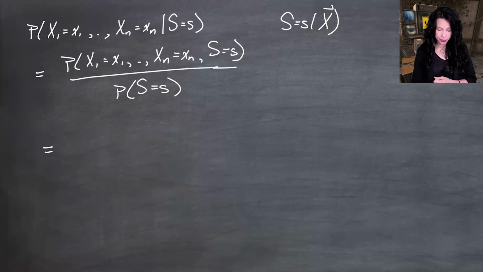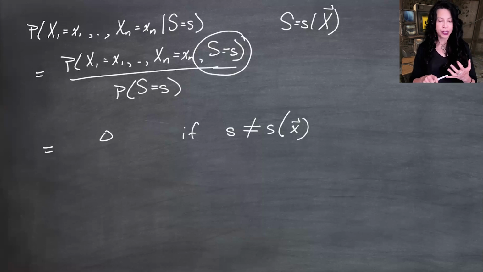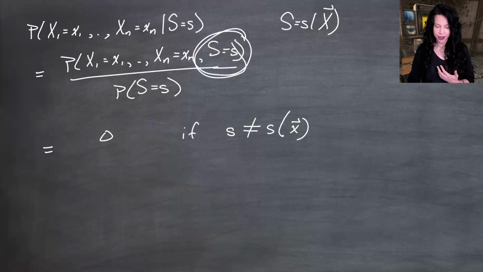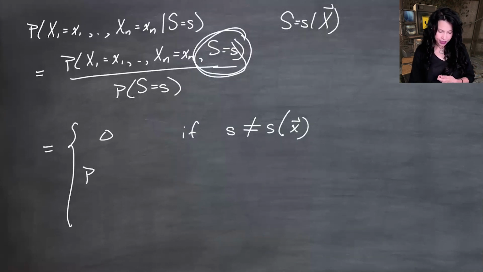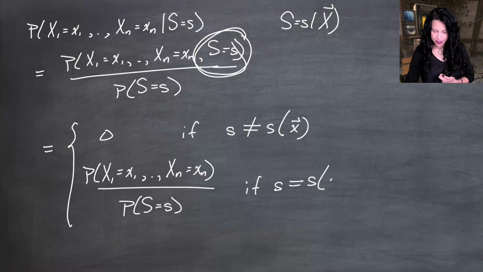In fact, we get that this is equal to 0 if lowercase s does not equal this function of the lowercase x's. And if it does, then this information is redundant. We had examples last time where we talked about the probability that x1 is 3 and x2 is 4 and x1 plus x2 is 7. That's just redundant information, and you can throw that out because you do have that x1 plus x2 is 7 if x1 is 3 and x2 is 4. So in that case, we dropped the S equals s part. And so that will happen every time. So this numerator is slightly simplified, if little s does equal this function of the little x's.